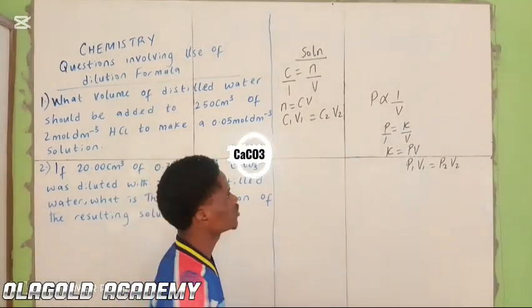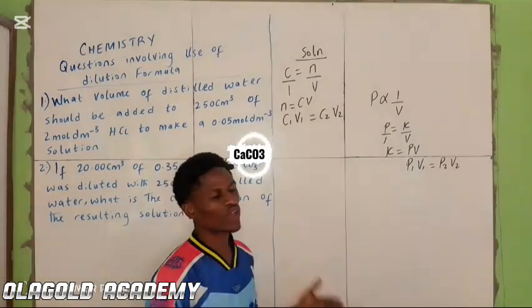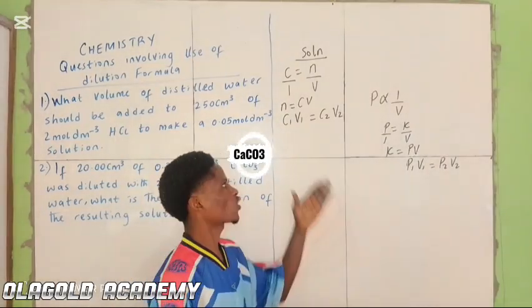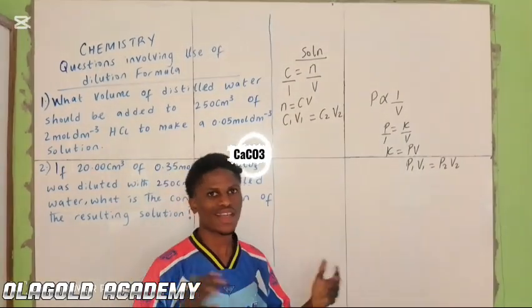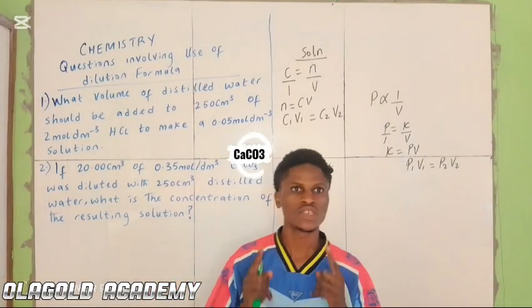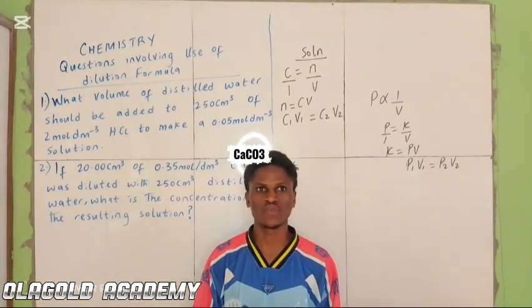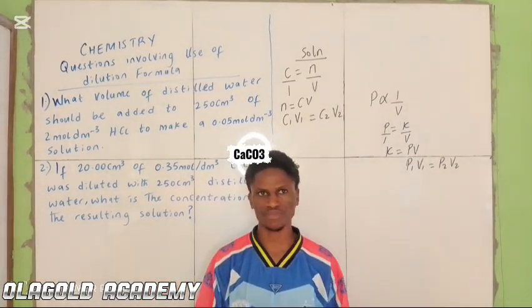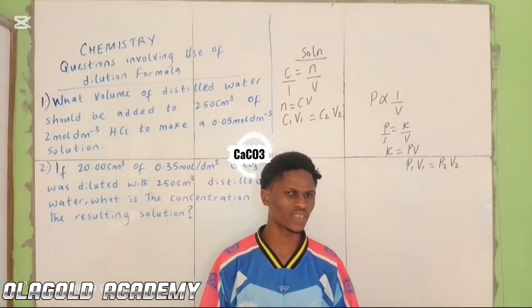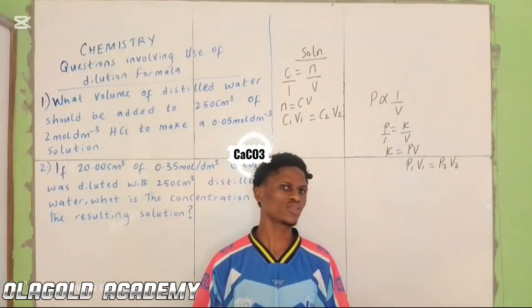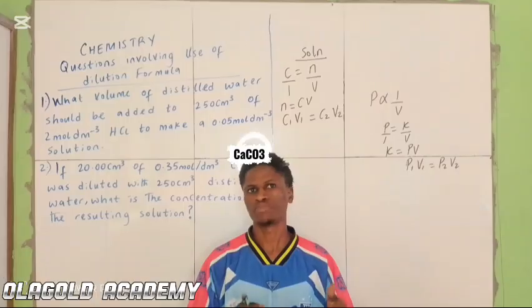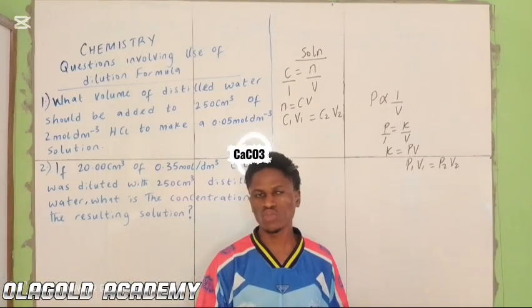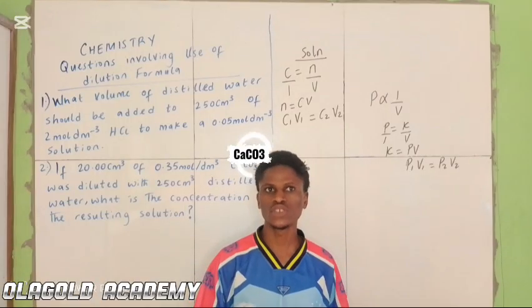Alright, from the question we are having here, what's our C1, what's our V1, what's our C2, what's our V2? As usual, in gas laws, the first concentration we find becomes our C1, the first volume we find becomes our V1, the second concentration we find becomes our C2, the second volume we find becomes our V2.